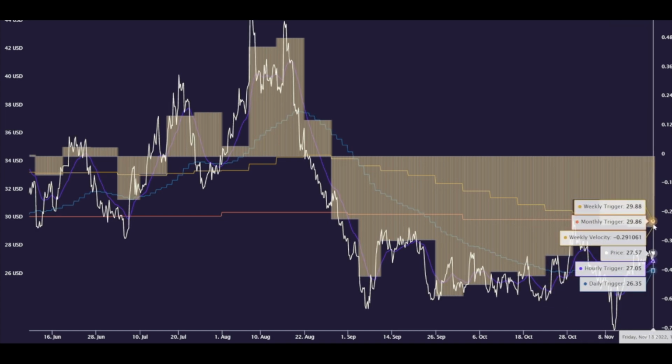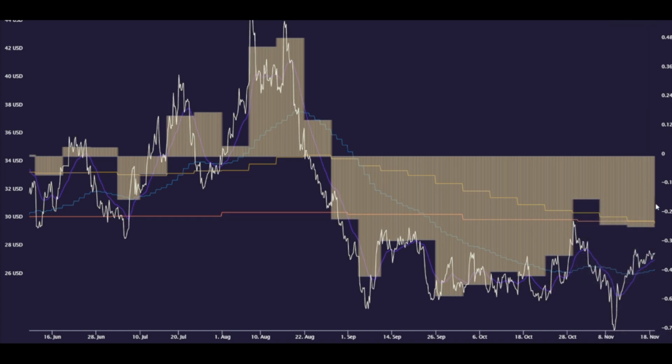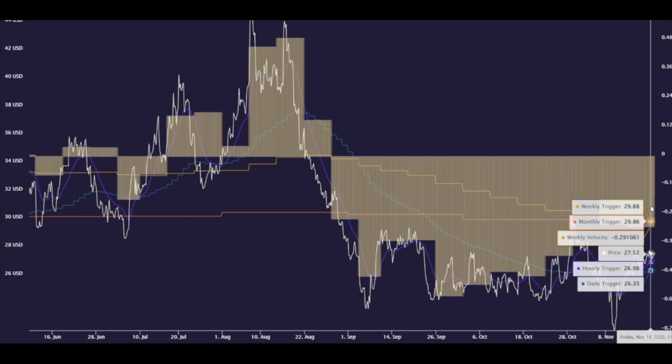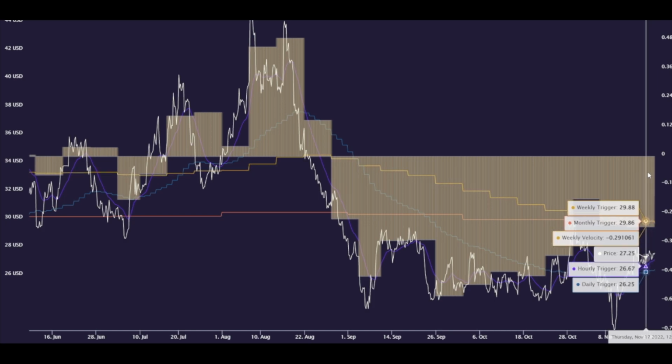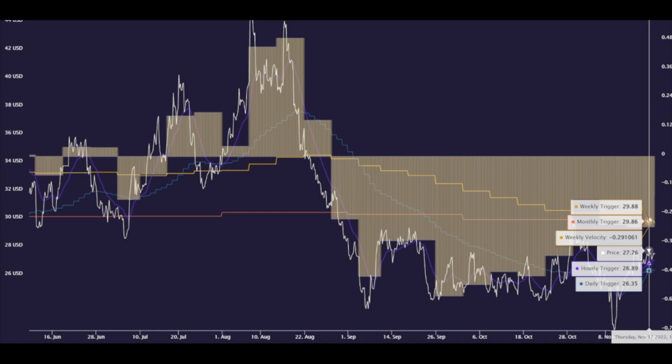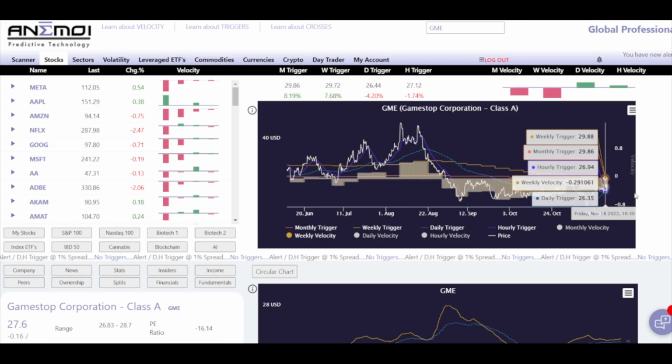If price does break above this 2 trigger cluster with this negative weekly velo for this entire week, Anemoi is telling us that we have to expect that there's a good chance that they'll be able to bring price right back down under the triggers. Once the negative weekly velo is fully repaired, then the more likely outcome is that GME will be able to push to the upside and stay above these 2 triggers.